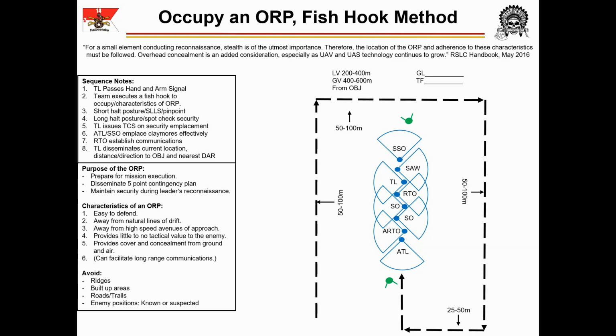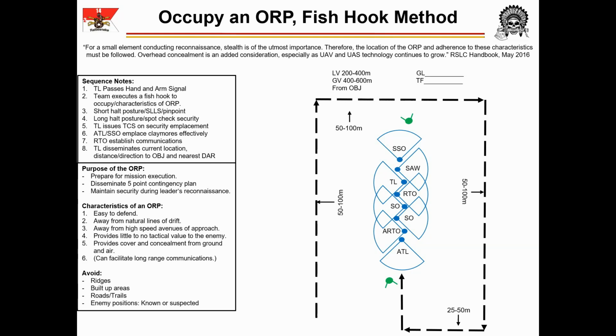The ATL and SSO emplace the claymores in accordance with the team leader's instructions. While they do this, depending on the security situation, the team leader can direct the RTO and/or ARTO to establish communications with higher. The team leader remains aware that if a leader's reconnaissance is to follow, the RTO will be a member of that reconnaissance, and the ARTO or ATL is a better choice for establishing long-range communications.